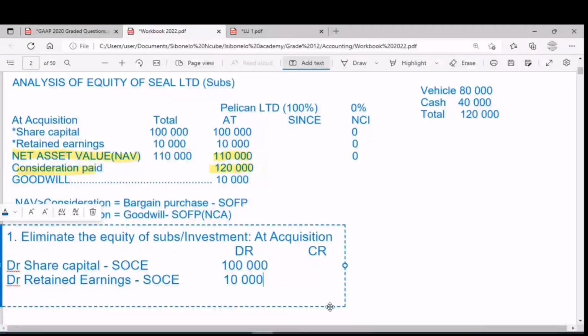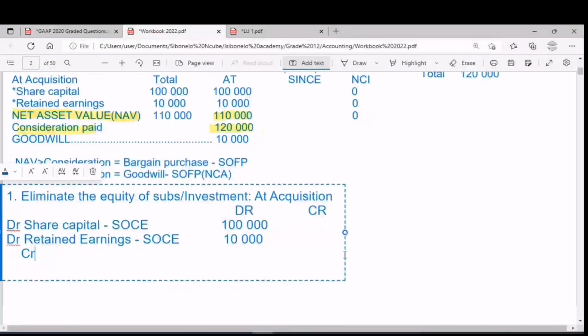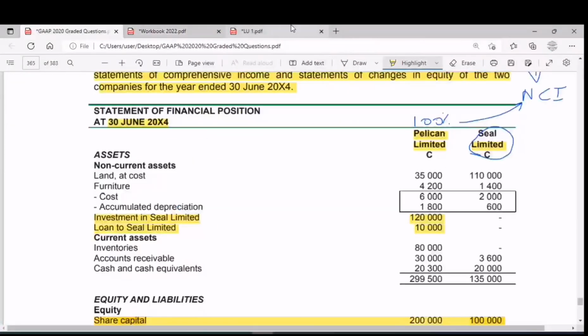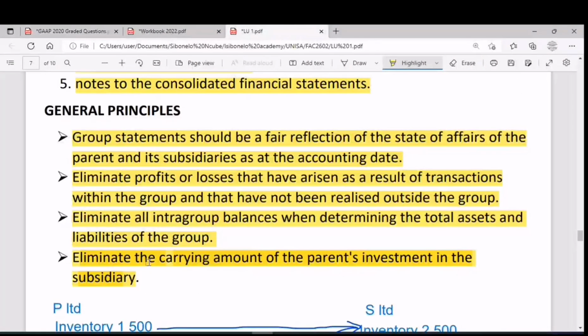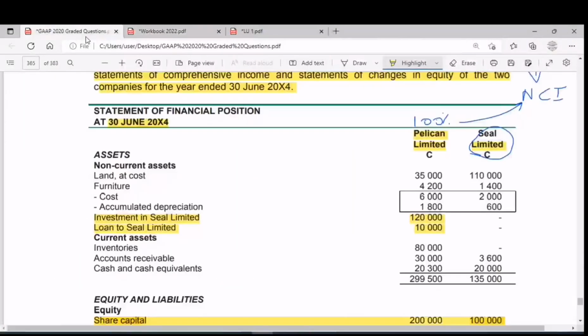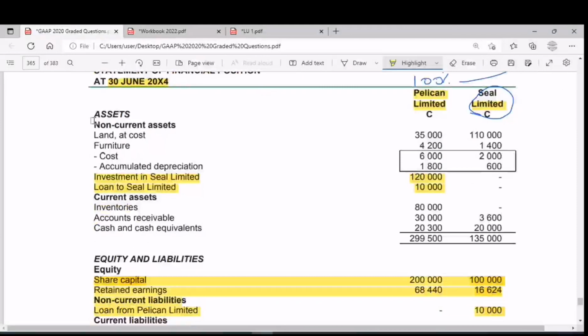and 10,000. Now the question says which account is credited? Guys, the investment in the parent, is this an asset or liability or equity? Asset. The investment is an asset. And it is telling us to eliminate. So we said we eliminate the carrying amount of the parent's investment. So the investment here helps us answer the question.